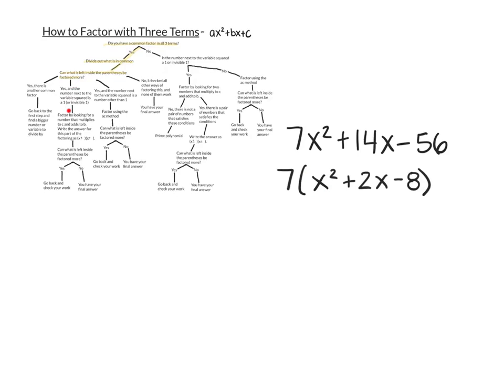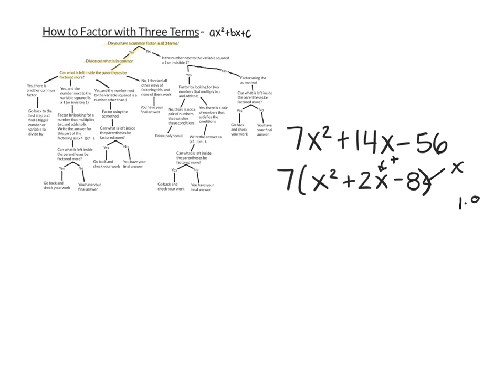So let's try out this path here, and we're going to see if this will work, if we'll be able to factor this. If not, then we'll have to go down the no path. So if we're trying out this path here, we're going to factor by looking for a number that multiplies to c and adds to b. So we're looking for what multiplies to negative 8 and what adds to positive 2.